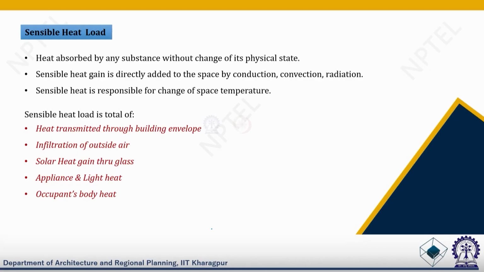temperature. So, the sensible heat loads are basically from the building envelope, due to the infiltration of the outside air. You may have a totally concealed area, but there is slight infiltration of air from outside. There is solar heat gain through the glasses and windows, appliance load and occupants' body heat. So, those are also there.